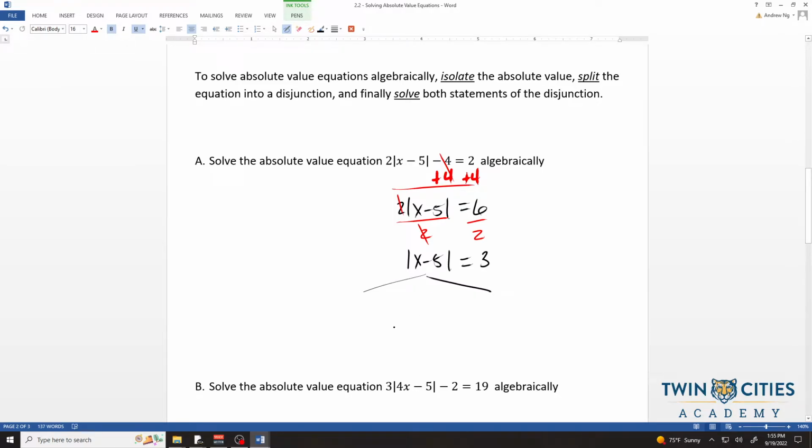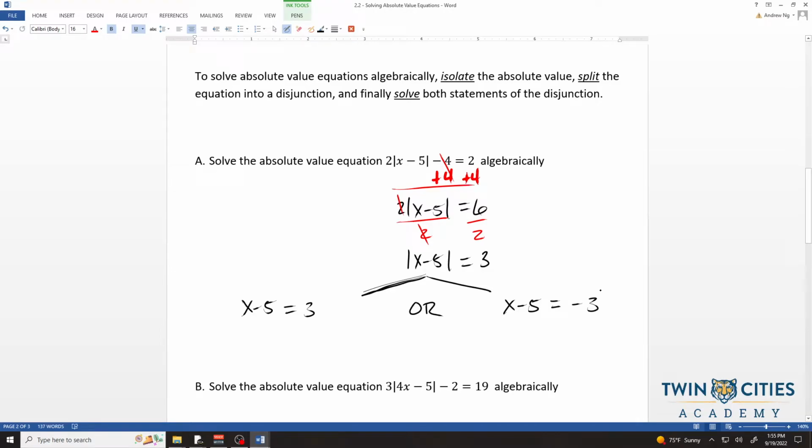I'm going to split this, and the first one over here is going to be exactly as I see it without the absolute value symbols. So it's just x minus 5 equals 3. And then I'm going to say or, and then over here, I'm going to say x minus 5 again, so what's inside this absolute value, but this time equals negative 3.